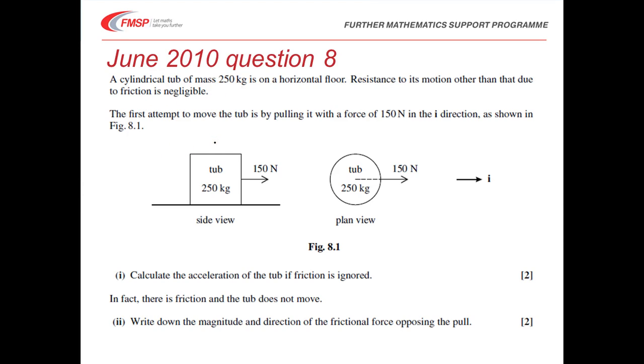The first attempt to pull the tub, which we can see here, is a horizontal force of 150 newtons in the I direction, and this is a plan view from above. So we firstly have to calculate the acceleration if initially we ignore friction. That's 2 marks. And then we go on to improve the model by saying that there actually is friction, the tub does not move, and we have to work out the magnitude and direction of the friction that is opposing the pull.